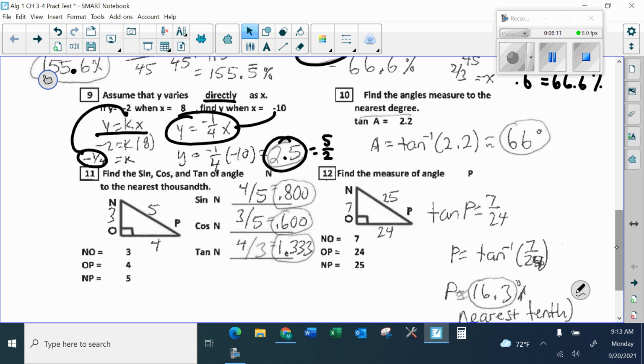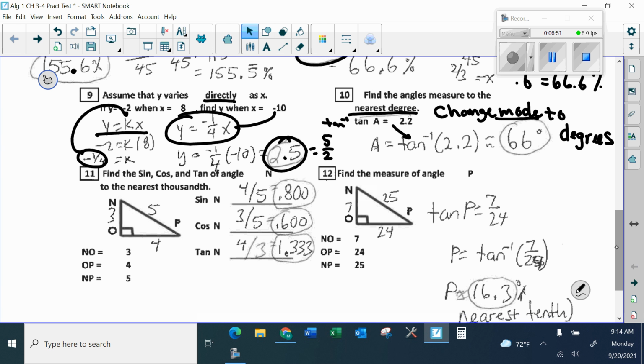All right, number 10, find the angle measured to the nearest degree. So it's telling you what to round to. Tangent A, how do I get rid of tangent? Inverse tangent. Whatever I do to one side, I do to the other side. Inverse tangent, that's why it's written right there. Inverse tangent of 2.2 is approximately 66 degrees. Now you need to remember on your graphing calculator that you need to change the mode to degrees. Then you do the inverse tangent of 2.2.